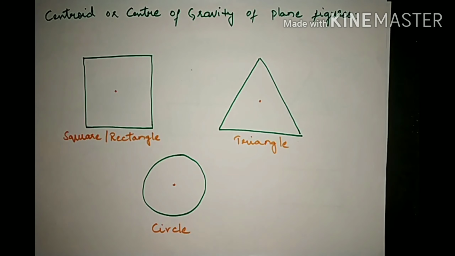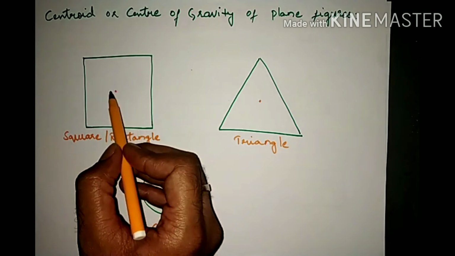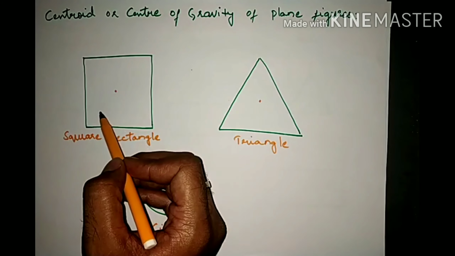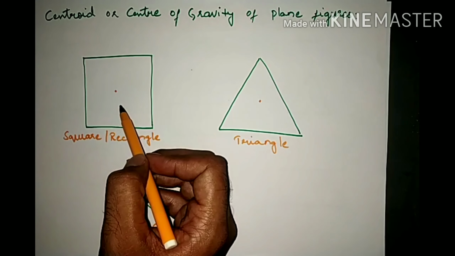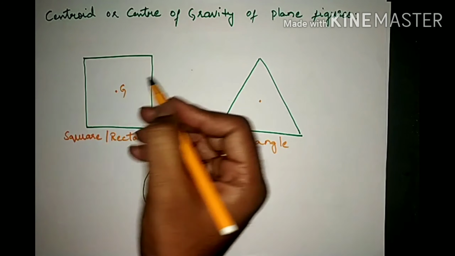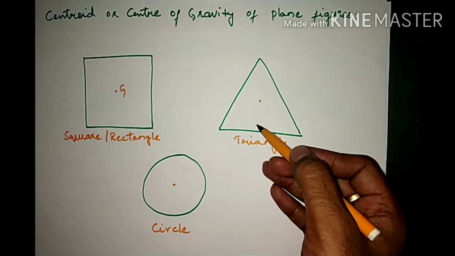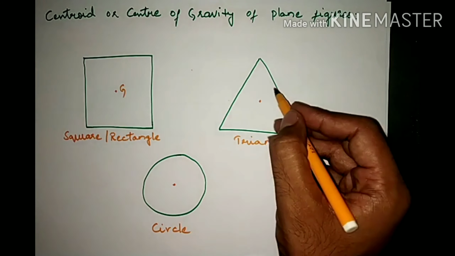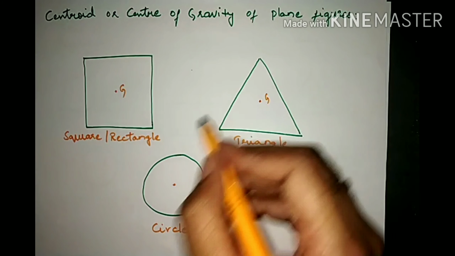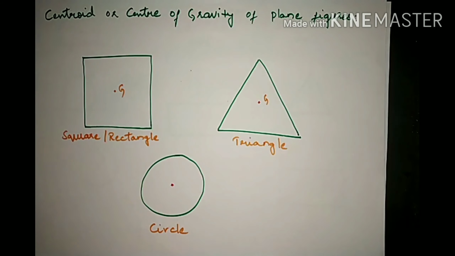Now we will discuss the centroid and center of gravity of some of the common plane figures which we will come across. For a square or a rectangle, the centroid will be at the point where the diagonals meet, or the intersection of lines joining the midpoints of opposite sides. So this will be the G, or the centroid or center of gravity. And for a triangle, it lies at the point where the three medians meet, right? So this is the point G. And for a circle, simply the centroid or the center of gravity will lie at the center.